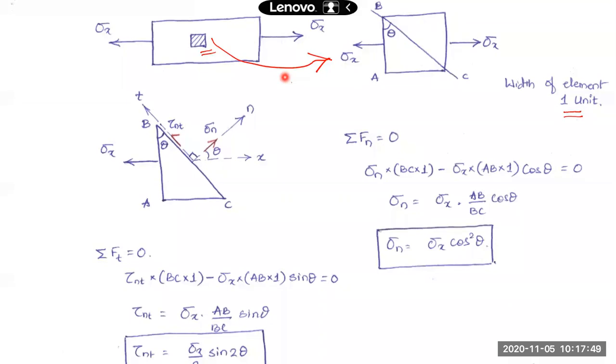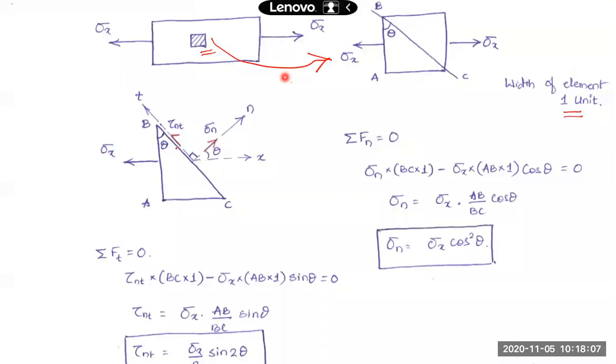I took one case. First is the sign convention we have seen. What are the sign conventions? Is there any difficulty in this sign convention part? Normal stresses, if they are in tension, we'll consider them positive. If they are in compression, it is considered negative.